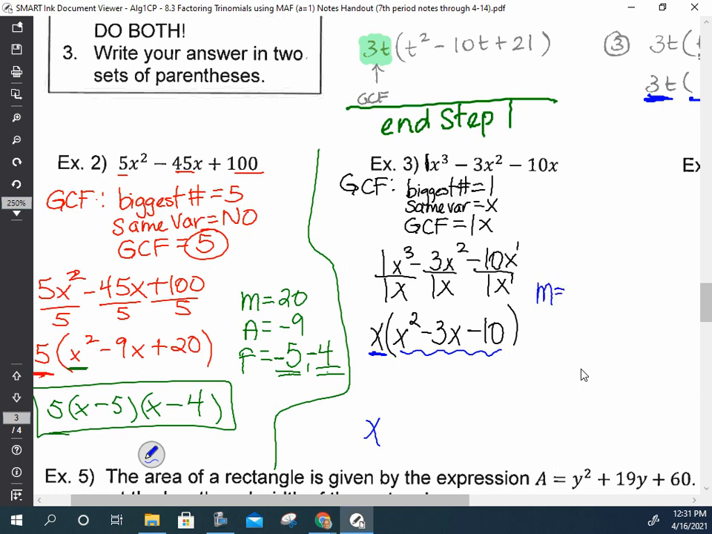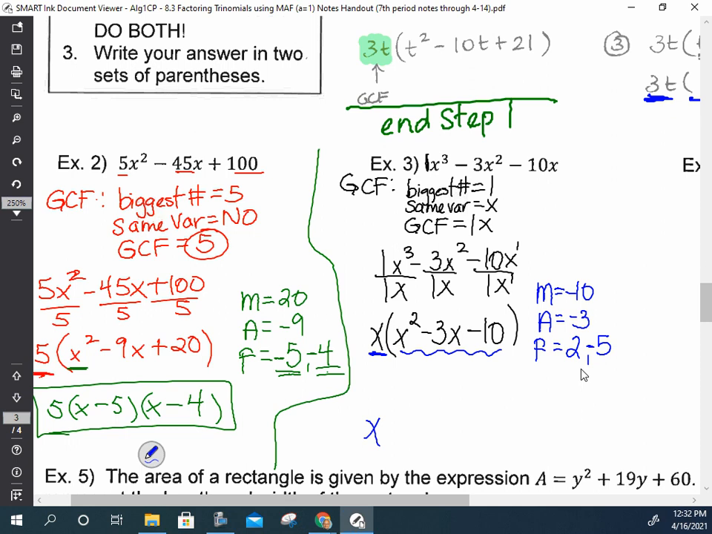So m is the last number, negative 10. A, negative 3. So we need two numbers that multiply to negative 10 and add to negative 3. Try again. 2 and 5. So it is 2 and 5. Now which one is negative? Ah, because remember, it has to add to a negative 3.